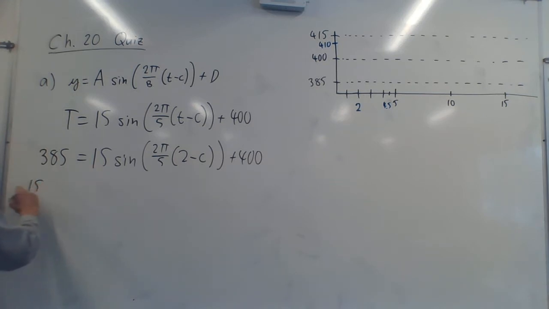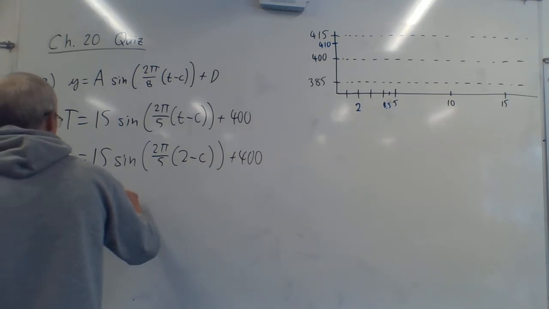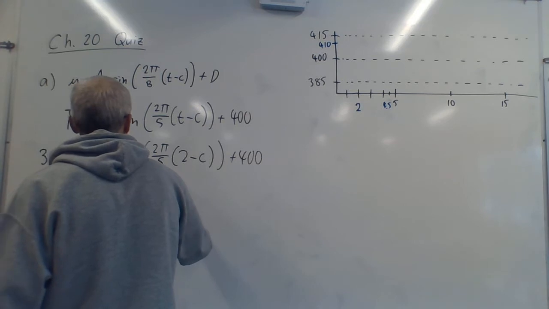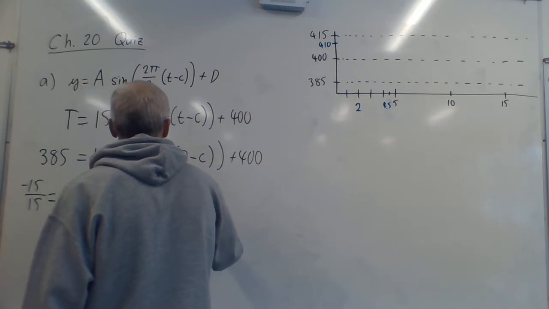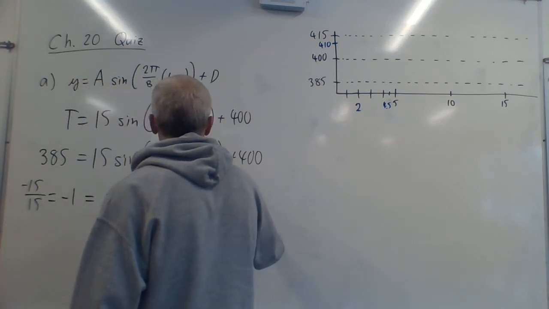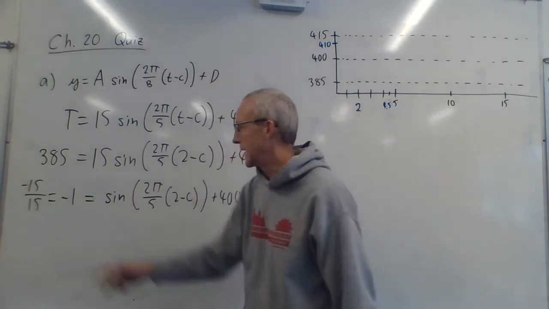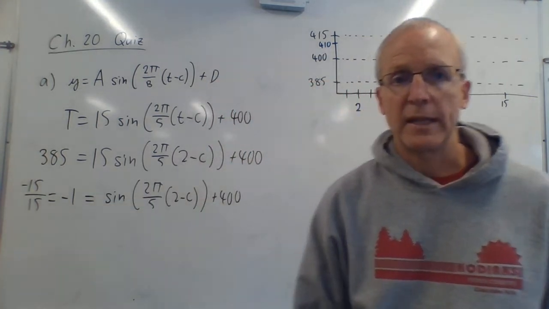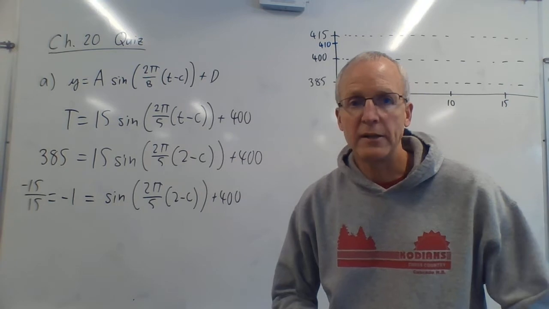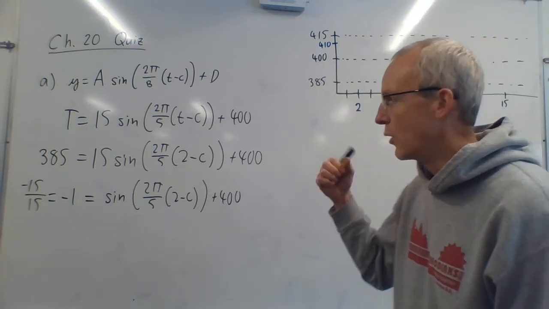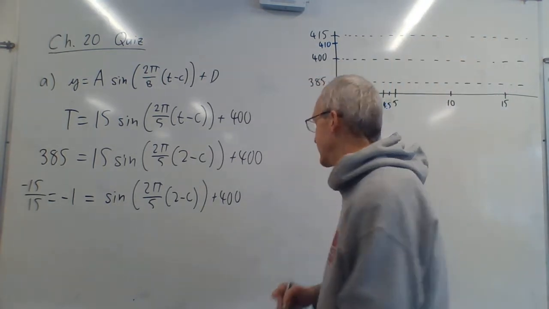So I get 15 over 50, that's negative 15 because the 400 is bigger. 385 minus 400 is negative 15 divided by 15, that's negative 1, and that's equal to the sine of 2pi over 5 times 2 minus C plus 400. Now, this is lucky we got negative 1. You don't always get something like that, but then you just use your calculator. But I don't need to use my calculator here because there's only one place where sine is negative 1.